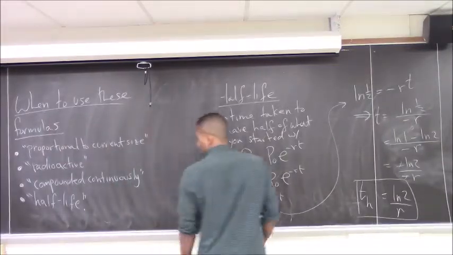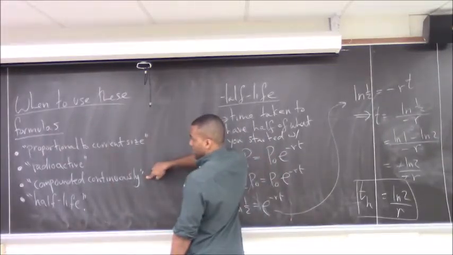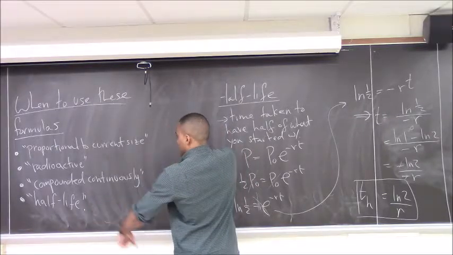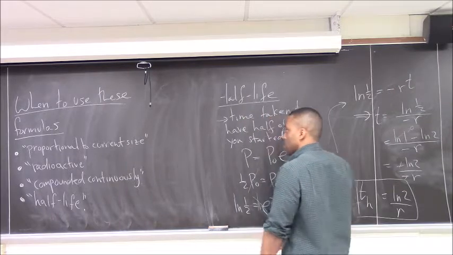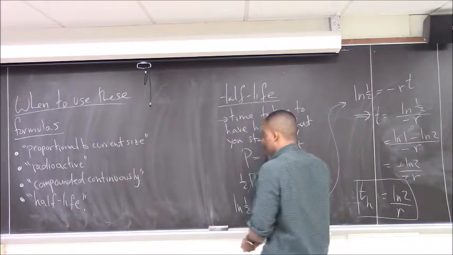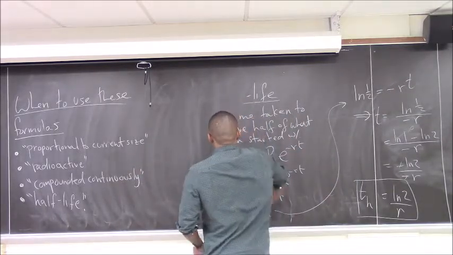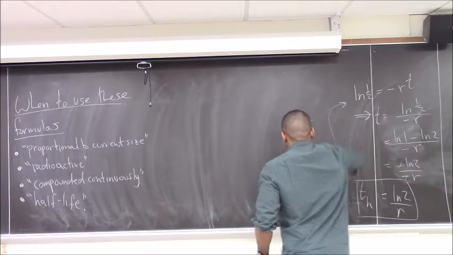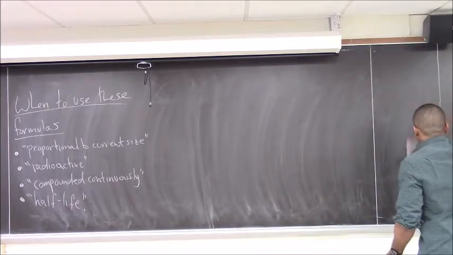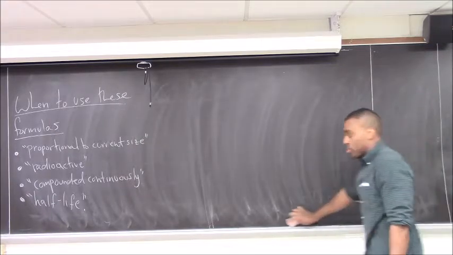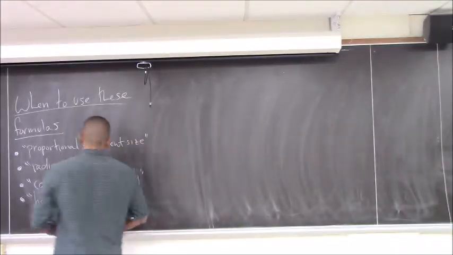Compounding continuously means exponential growth. Half-life would refer to exponential decay. Radioactive would refer to exponential decay. This can refer to either one, it depends on the situation. So that's how you would know that you use them. Once you see any of those buzzwords, you know that you're looking at this sort of problem.